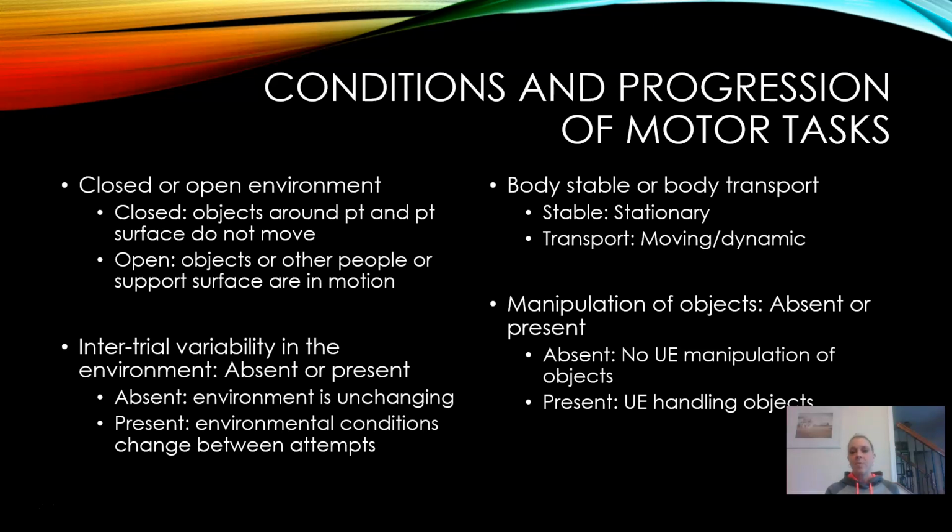Next is body stable or body transport. Body stable means that the patient is going to be stationary. Transport means that they're moving or it's a dynamic task. And then whether or not they're manipulating objects, either absent or present. If it's absent, there's no upper extremity manipulation of objects. If it is present, then their upper extremities are handling objects.